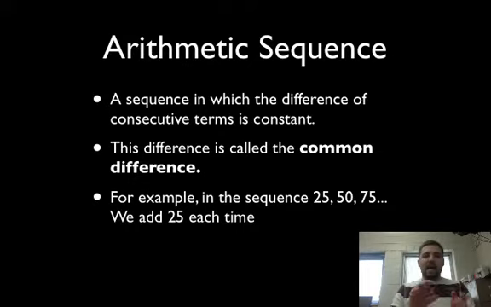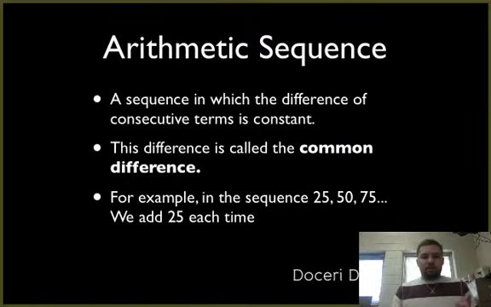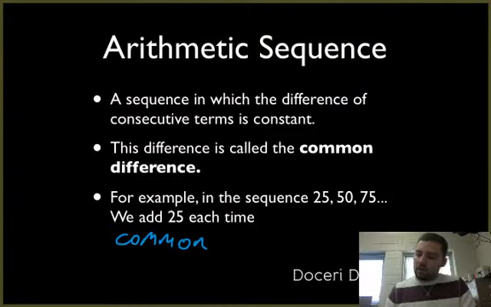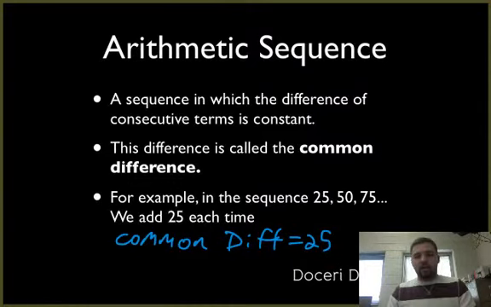These are sequences where we're adding something repeatedly, maybe we're adding 5 to each term, or we're subtracting something repeatedly, maybe we're subtracting 0.3 from each term. Okay, those are called arithmetic sequences. The difference between each term is called a common difference. So for example, in the sequence 25, 50, 75, we add 25 each time. We would say the common difference was 25. All right. Now, we say common difference, but it can obviously be a positive number or a negative number.